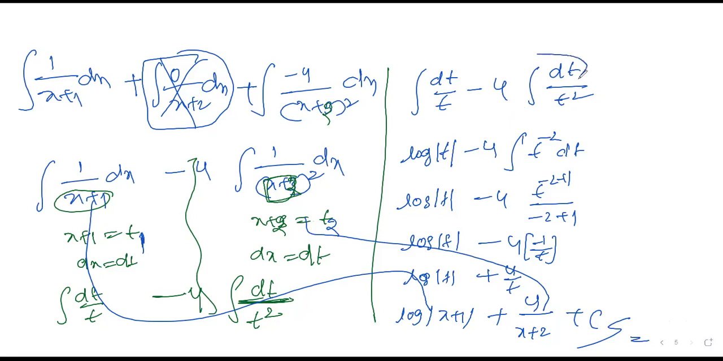But this is already right? The integration of 1 by x square dx is -1 by x plus c. The derivative of -1 by x is equal to 1 by x square, that is also very simple. We did models. Okay, then go to the third question.